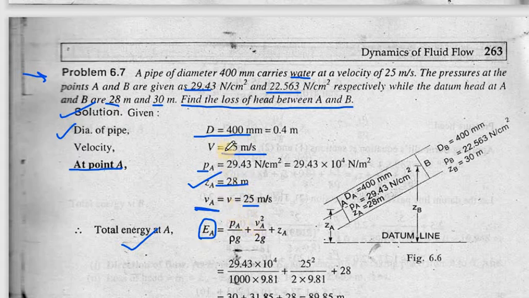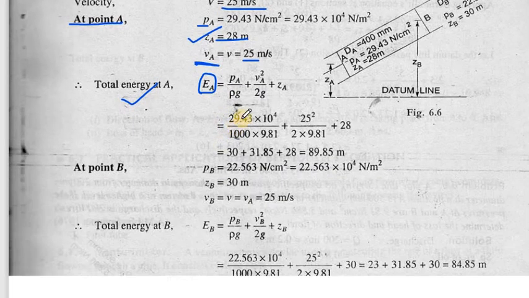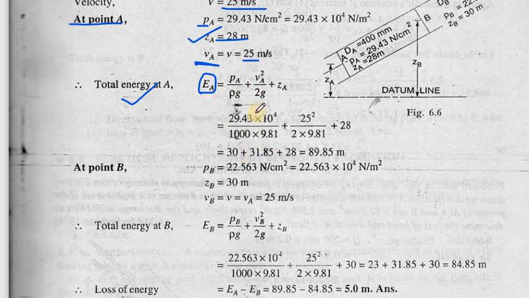So we have got the pressure value 29.43 into 10 to the power 4. We have got the rho value as the water it is flowing, the density of water is 1000, we can directly take it as 1000. G is your gravitational acceleration, which is always taken as 9.81. Va, as I have told you, the velocity is not changing throughout the pipe, so the velocity is constant. So Va will be 25, so 25 square by 2 into 9.81 plus 28. After calculating all this, we get the value of 89.85 meter. This is the energy which has been created at point A.